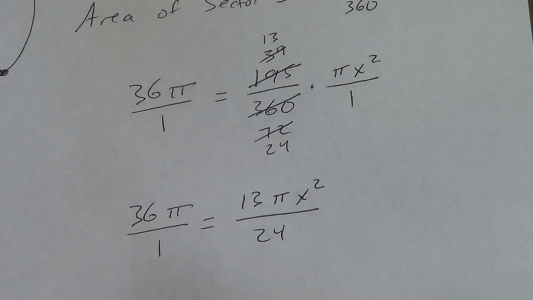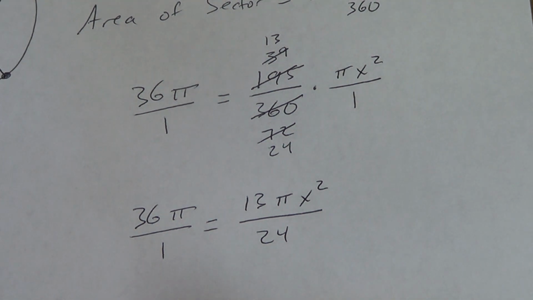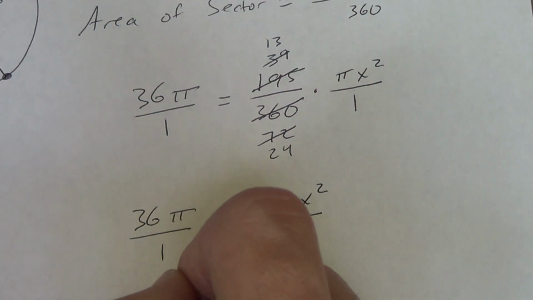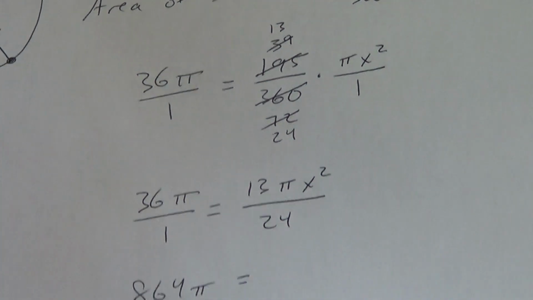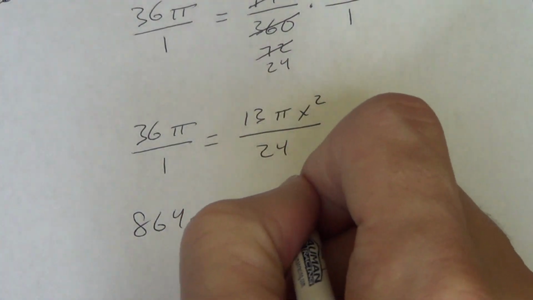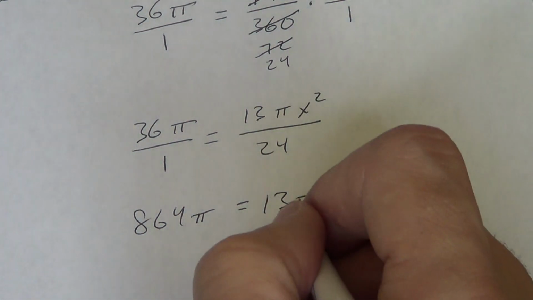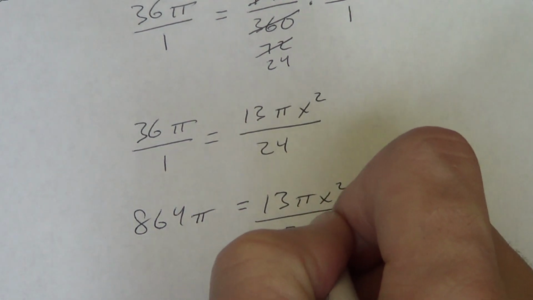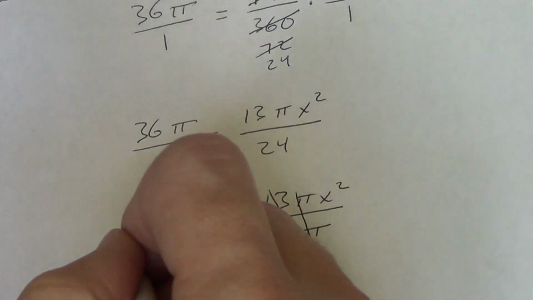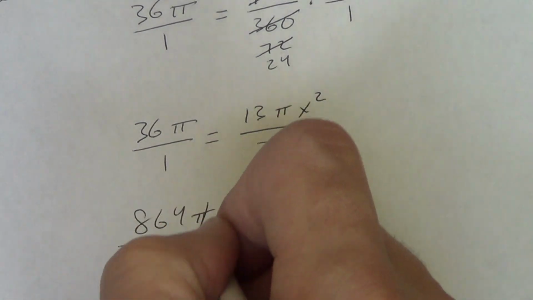Let's cross multiply. 24 times 36, so use your calculator as necessary on something like that. That's 864, don't forget pi, equals 13 pi x squared. We multiply by 1, it doesn't really change anything. Now I'm going to divide by 13 pi. Pi's cancel, 13's cancel.